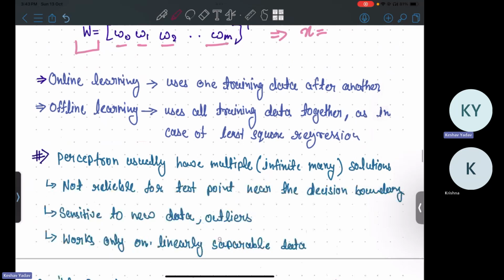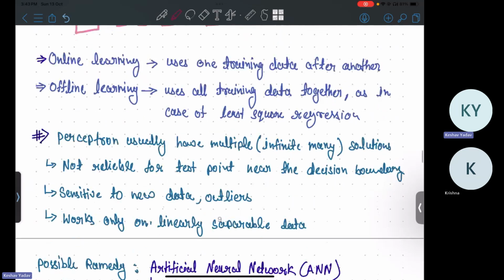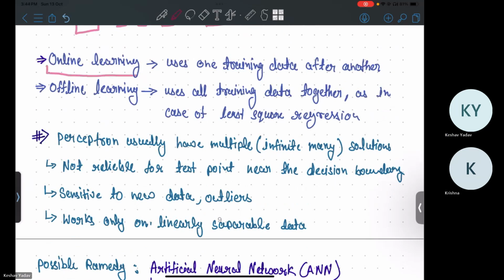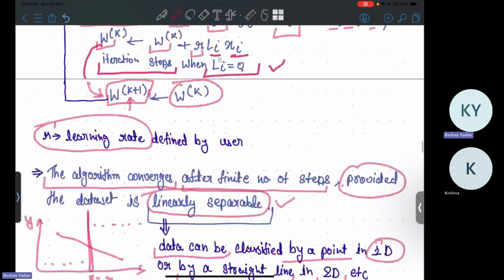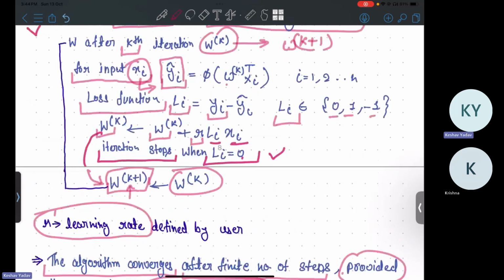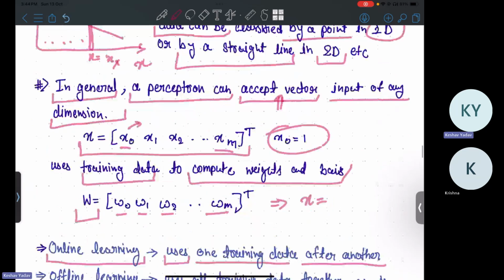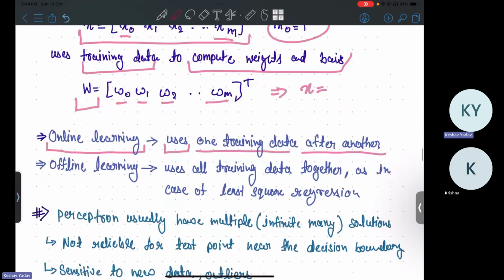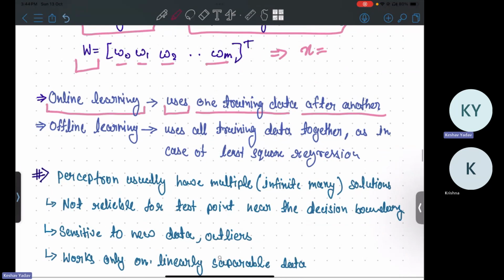Now, what is the difference between online learning and offline learning? Online learning uses one training data after another. Here, we use one training data and find the weight. Then again, we use another data to update the weight, like that. So this is online learning. We use one training data at a time.